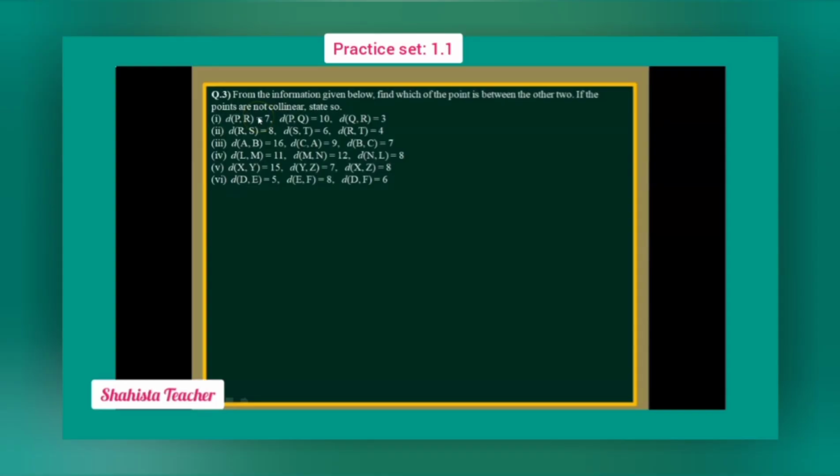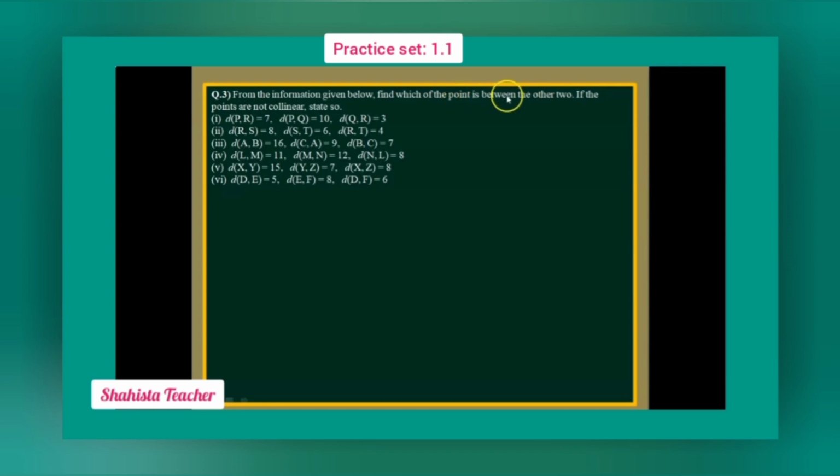First, let us understand the meaning of question number 3 here. There are certain keywords given, so first we have to understand them. From the information given below, find which of the points is between the other two. If the points are not collinear, state so.